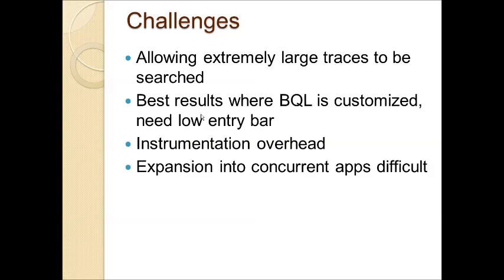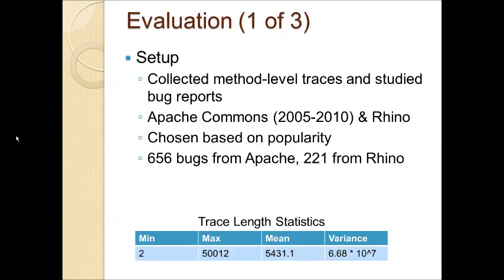As mentioned earlier, adoption levels are key. The more bugs, the better. So making BQL SQL-based made it a little easier to adopt. And lastly, instrumentation overhead adds some complexity to this process. So the chopping ability, where you can set where those traces begin and end, allows you to limit some scope and help mitigate this issue. Expansion into concurrent applications may be difficult too, requiring some refactoring to account for the multiple thread tracking. With those in mind, let's take a look at how they evaluated the tool.